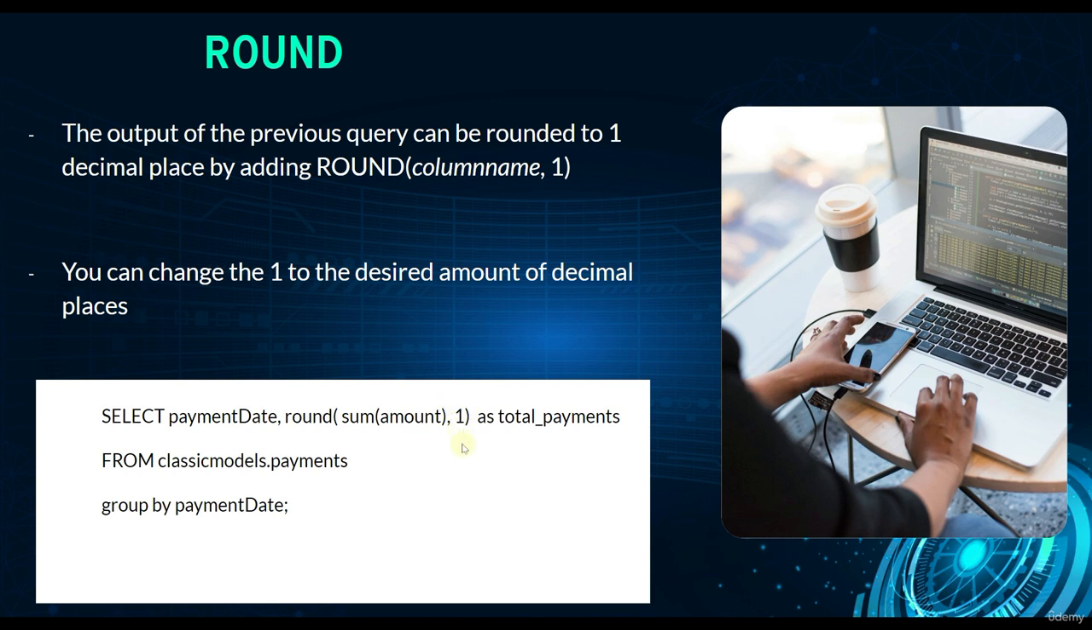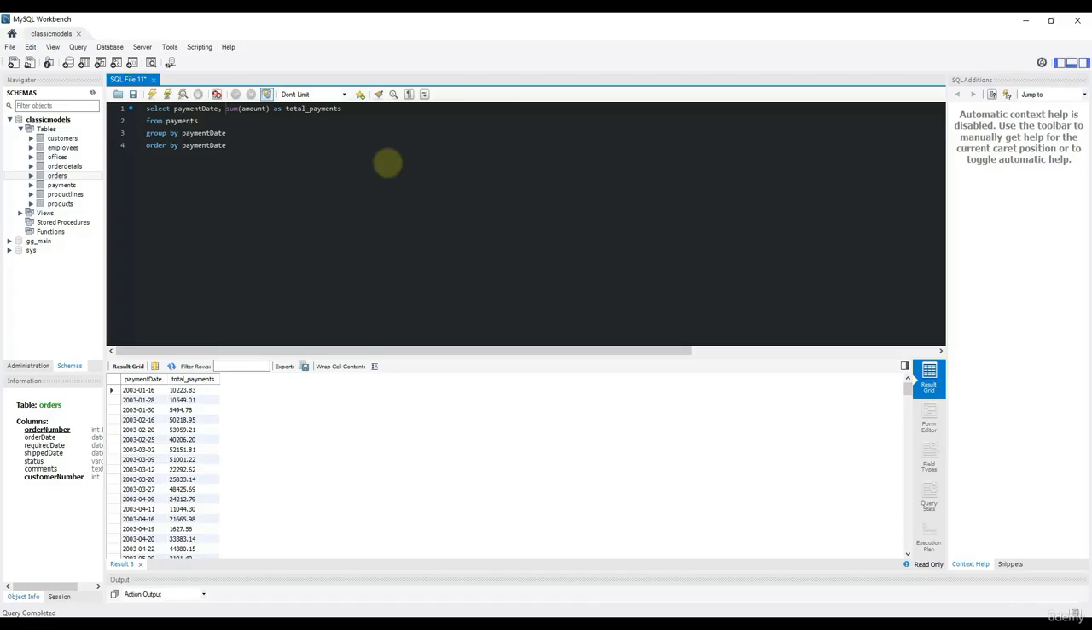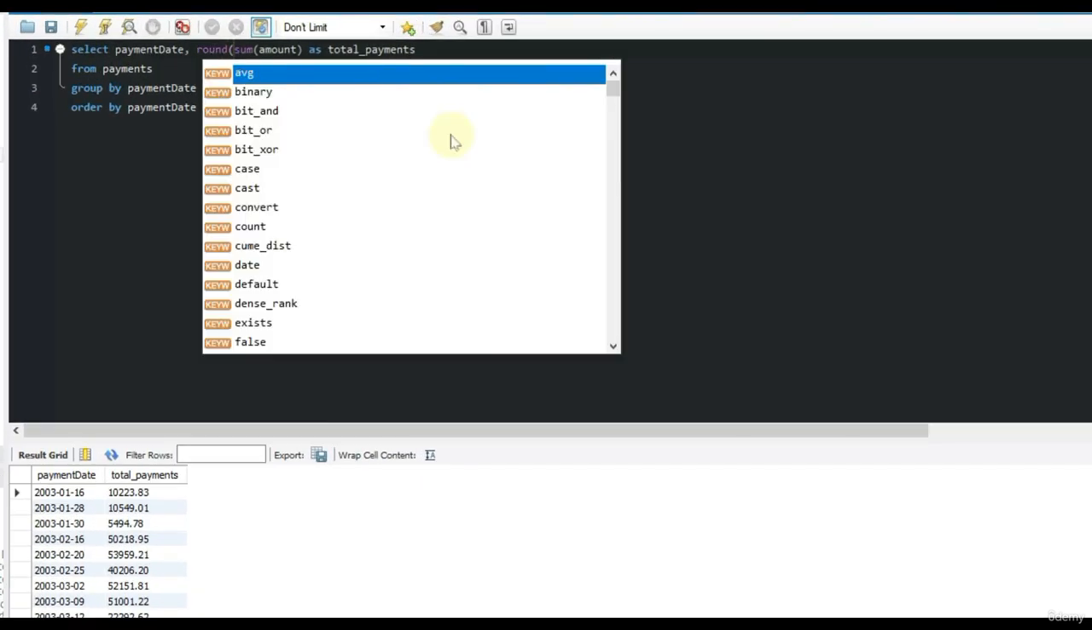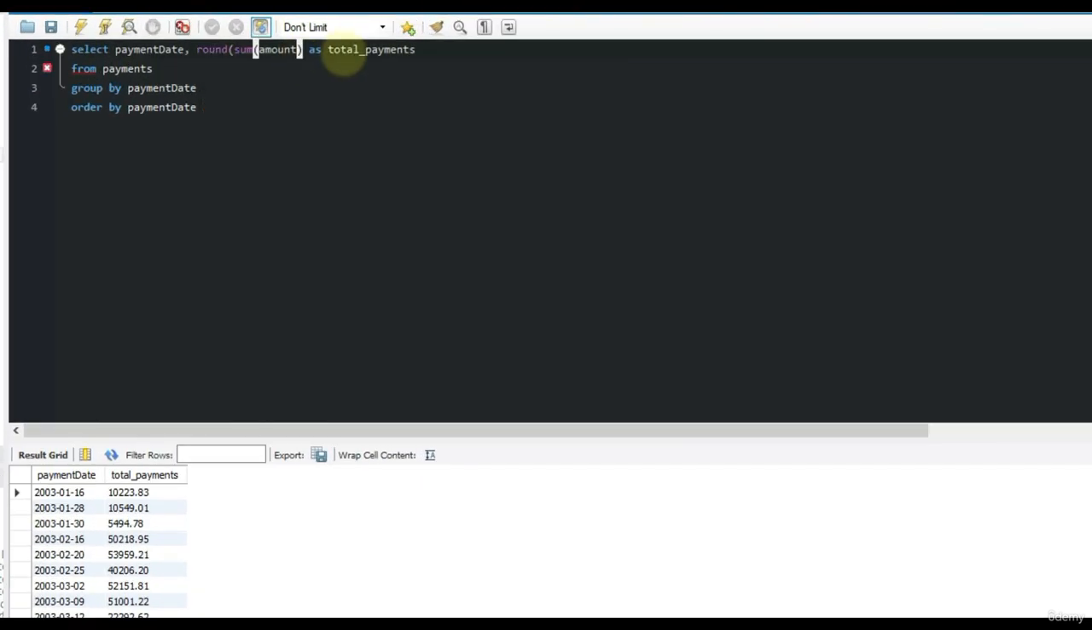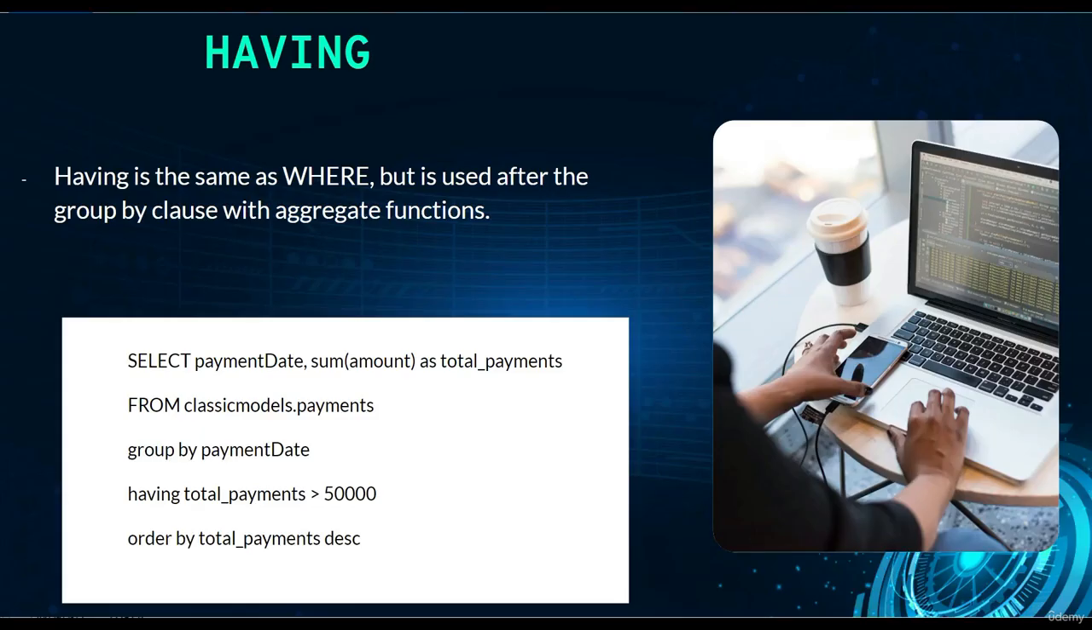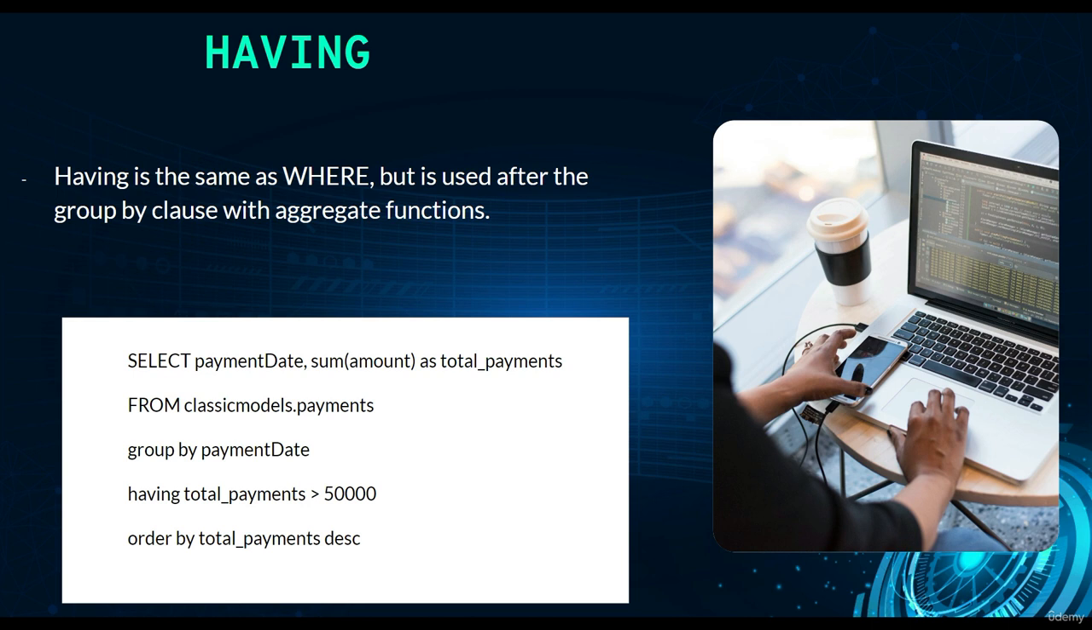So if we run this on MySQL Workbench, let's just add it in here. Again, we can just click these brackets and you'll see where the opening bracket for this closing bracket is. It's currently at 2 decimal places, but we run this and it will only show it to 1 decimal place now. Okay, so the last topic we will look at in this video is having.